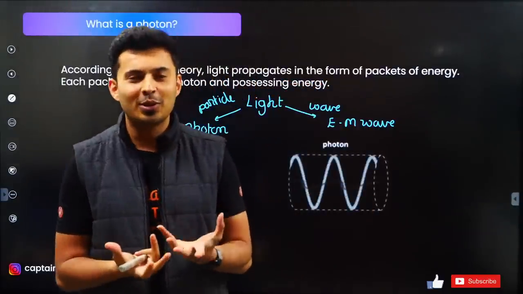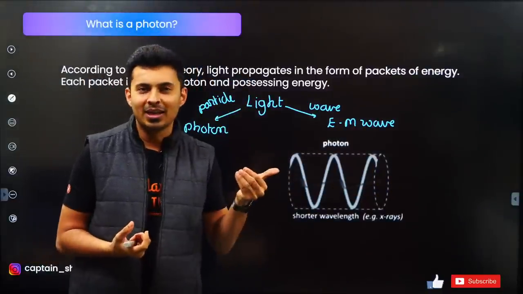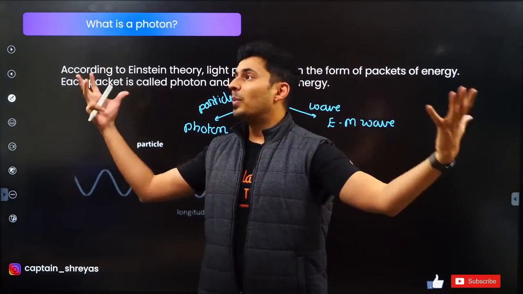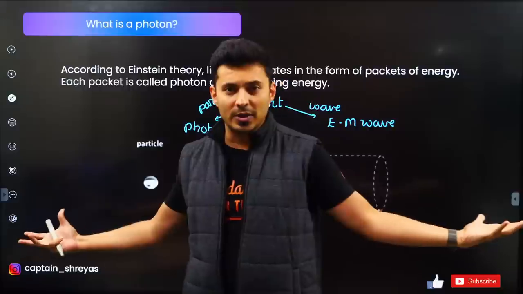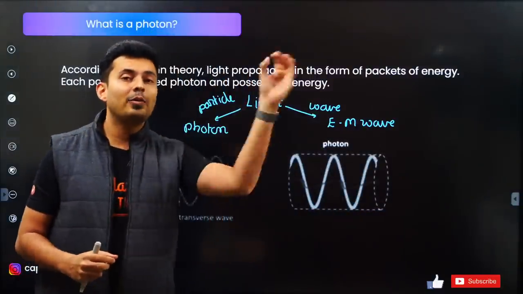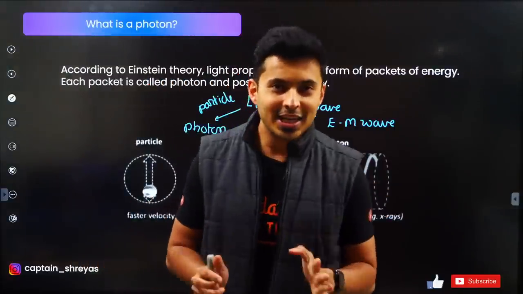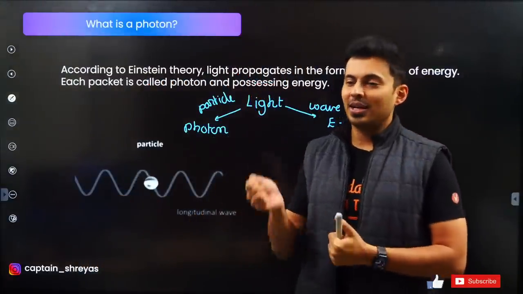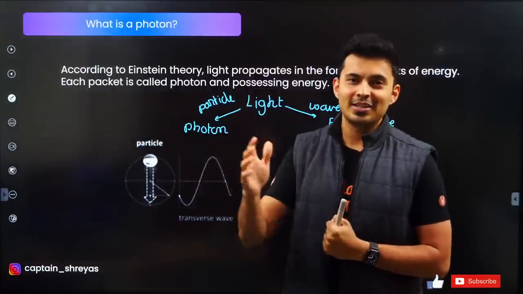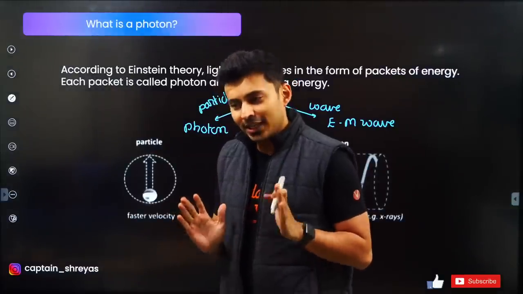Nobody knows how a photon looks, but I can sense a photon when it falls on the retina of my eye. Your eyes can sense photons. When it falls, you are able to see everything around you. Now this photon is a carrier of energy. Every day you might be getting milk packets at home. There is a milkman who comes and gives a packet of milk, then the next packet of milk. Every day you get it. Correct, guys?